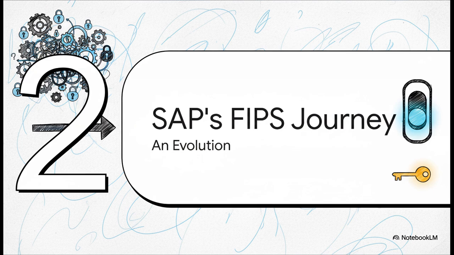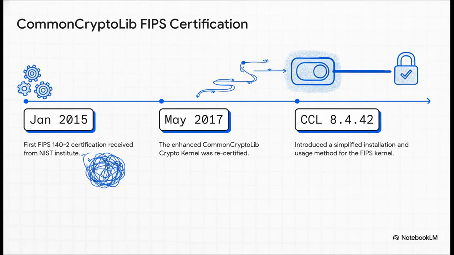Now, here's where the story gets really interesting. The way SAP has handled FIPS has changed a lot. It wasn't always this simple. Let's take a quick look back at how we got here. It all really kicked off back in 2015 when SAP got its first FIPS certification from NIST. Then they got a recertification in 2017. But the real game changer, the moment everything got easier for folks like us, was the release of CommonCryptoLib version 8.4.42. That version, right there, that's the dividing line. That's what separates the hard way from the easy way.